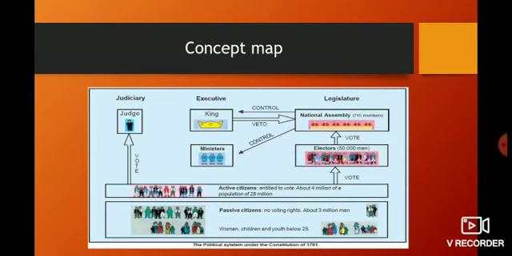Once again, listen very carefully. Judiciary, executive and legislature. In judiciary, we have the judge. In executive, king and ministers. Legislature: National Assembly, electors. And how are electors elected, children? By the active citizens. And who were passive citizens? About 3 million men, women, children and youth below 25. Is it clear, children? Especially the passive citizens are the poor people. Shall we move to the next one?